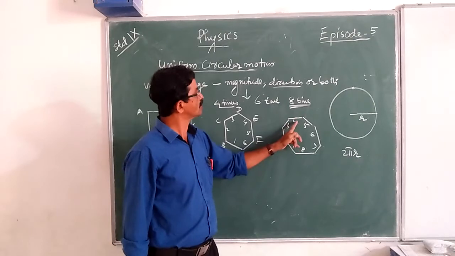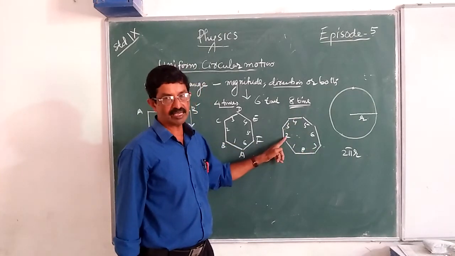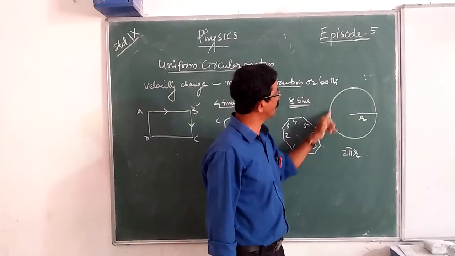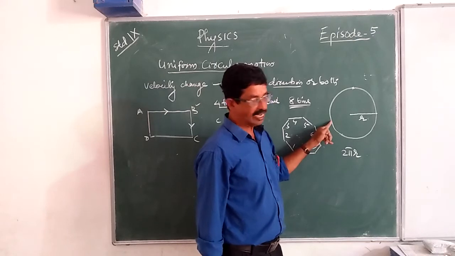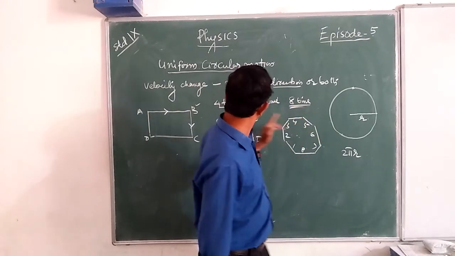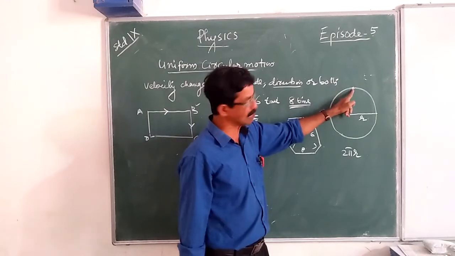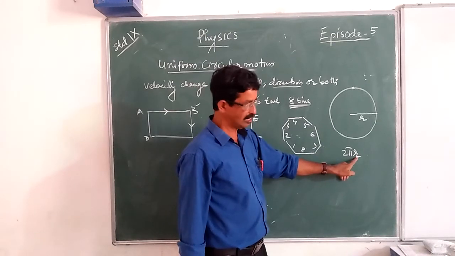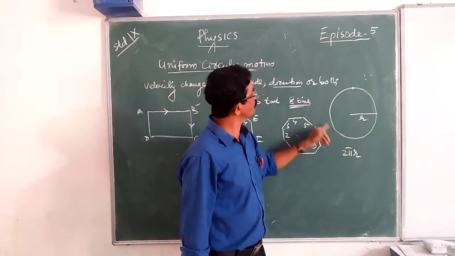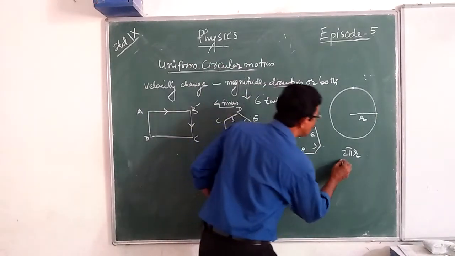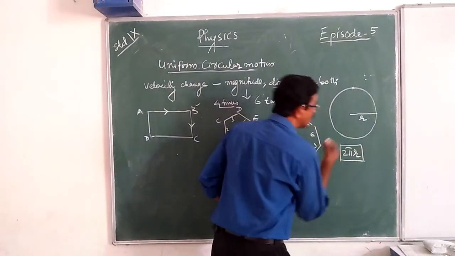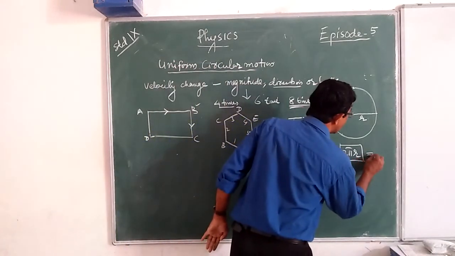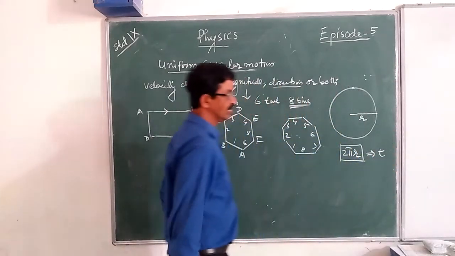If the number of sides increases indefinitely, then the direction also changes indefinitely, and finally it becomes a circular path, and the length of the side gradually decreases, and finally it becomes a point. Consider a circular path of radius r. The length of this circular path, that is the circumference, is 2 pi r. To cover this distance, he took a time t.